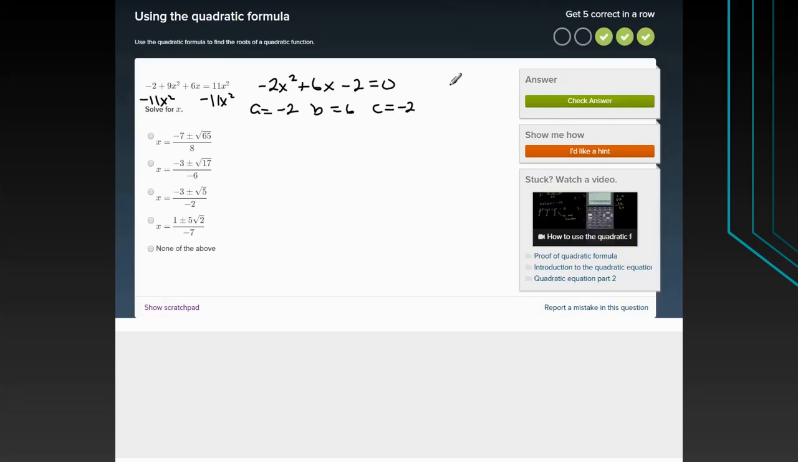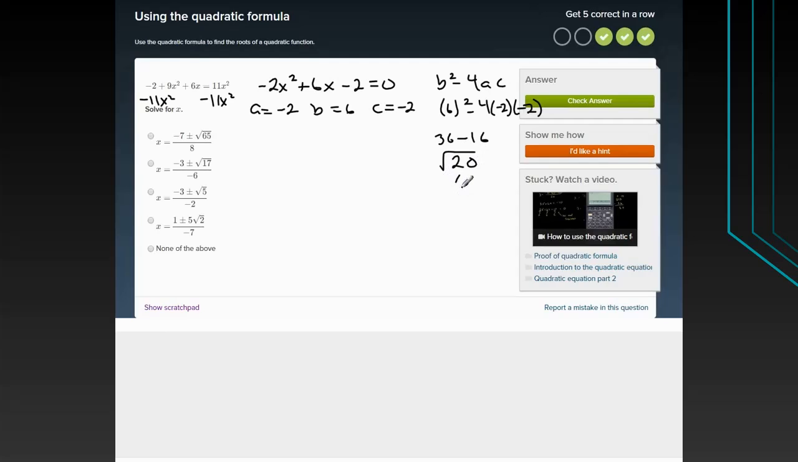So we'll do the quadratic formula by doing the discriminant first. So b squared minus 4ac. So I have 6 squared minus 4 times negative 2 times negative 2. So 6 squared is 36. Negative 4 times negative 2 is positive 8, times negative 2 is negative 16. 36 minus 16 is 20.